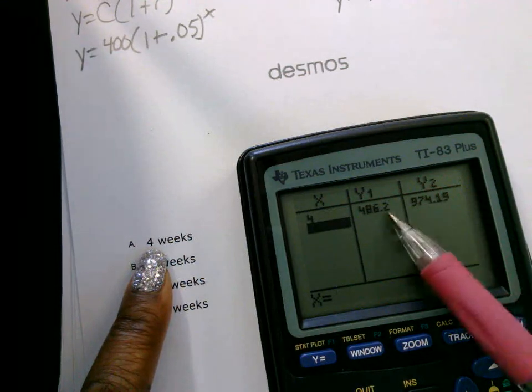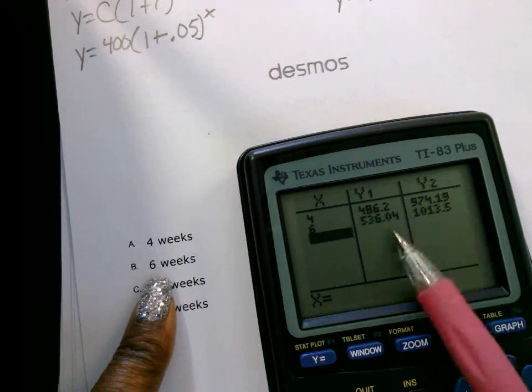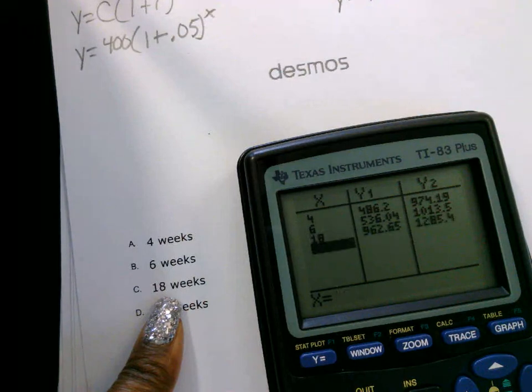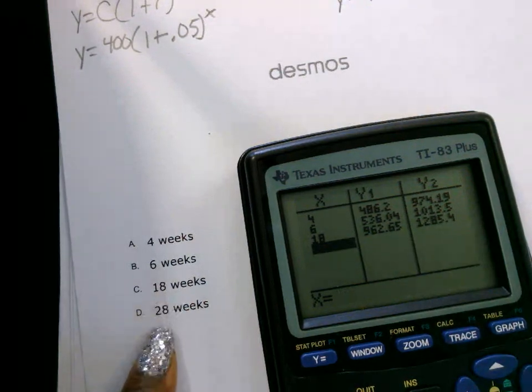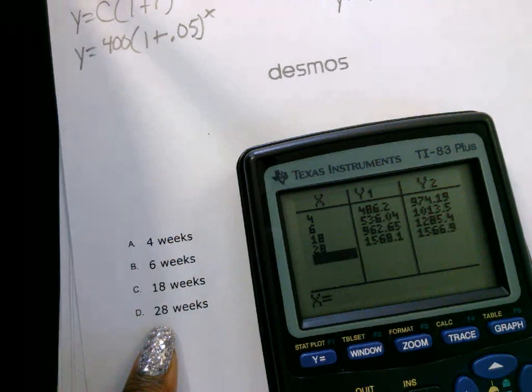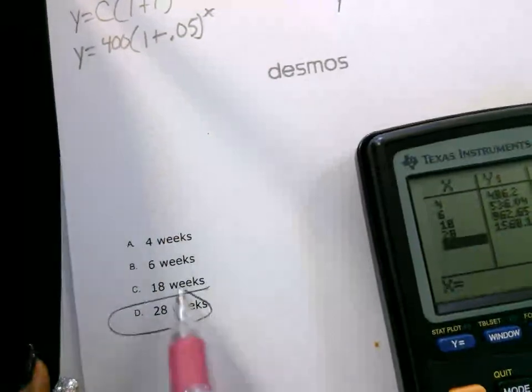It is not the same here. Then I can type in 6. It is not the same here. Type in 18. It is not the same there. And I type in 28 and we hope that it's the same. And it is about the same there. So it's going to be 28 weeks.